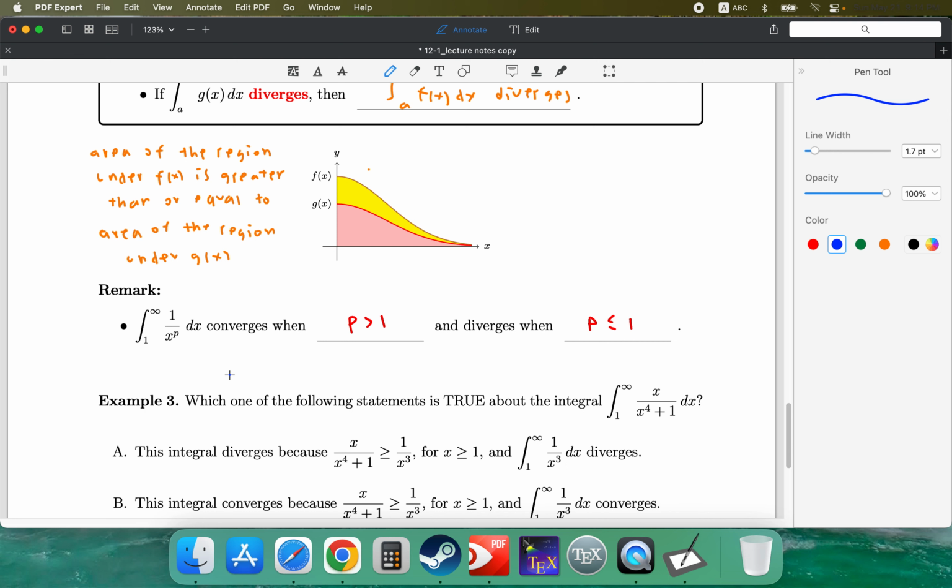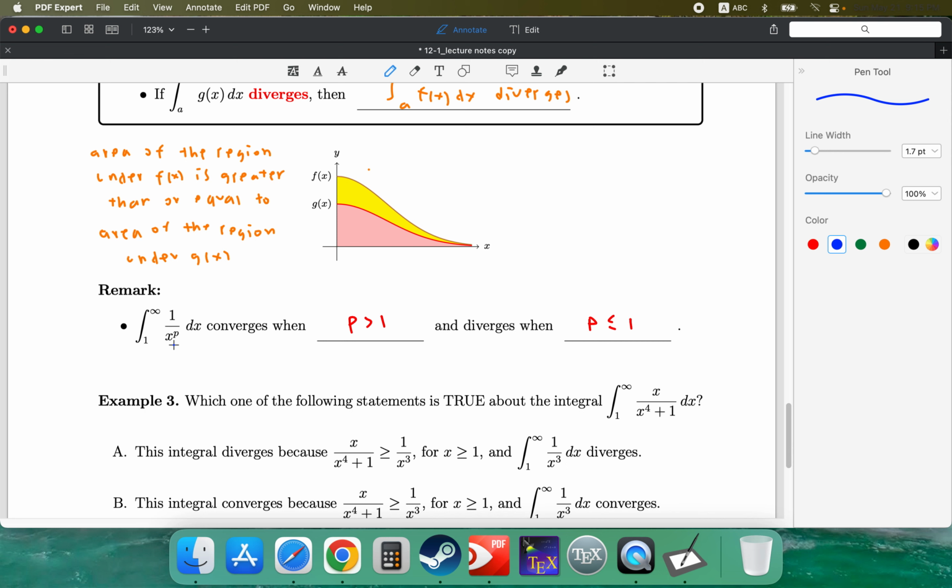Then you might be wondering, how do I practice this? Let's say you have 1 over x squared. So the p value is 2. Then you can use the power rule for integration to evaluate this integral, and eventually you take the limit as t goes to infinity, then you can get a conclusion. For example, in the case when p equals 1/2, this is 1 over square root of x. Again, you use the power rule to evaluate this, and eventually you take the limit.